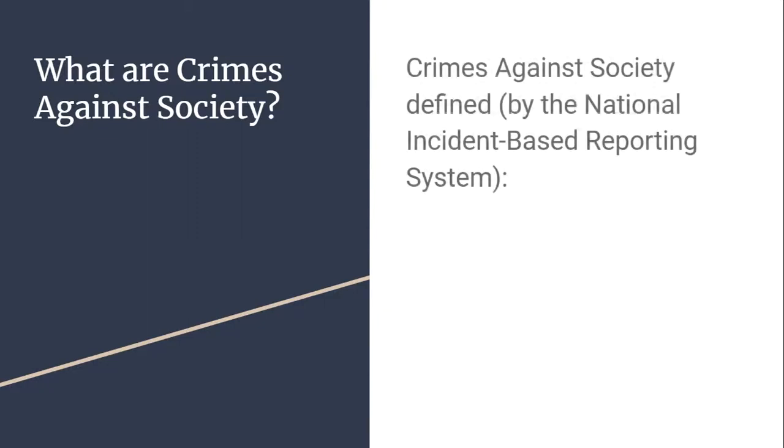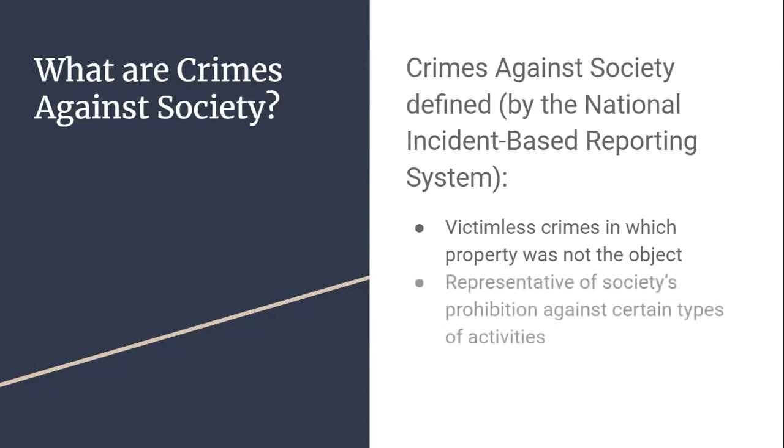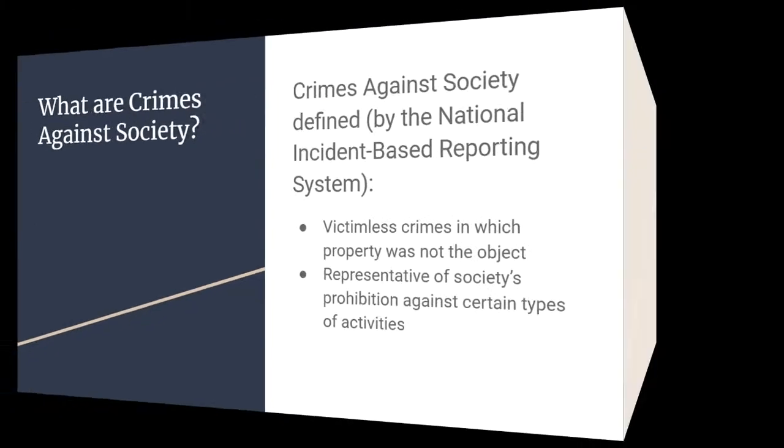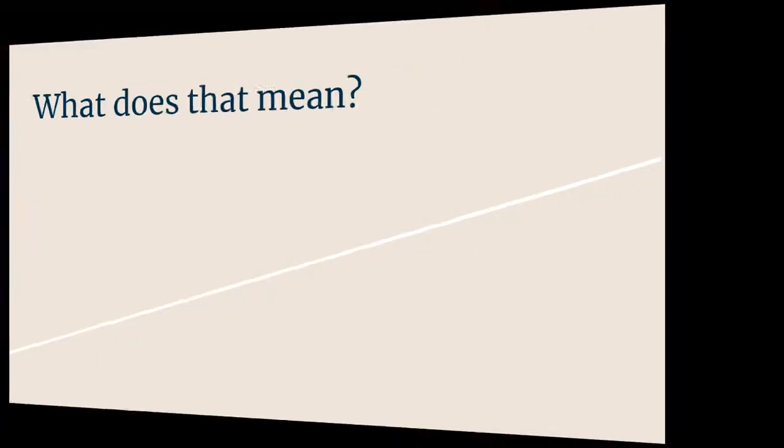Now, crimes against society are defined by the National Incident-Based Reporting System as victimless crimes in which property was not the object, as well as representative of society's prohibition against certain types of activities. Now, what does that mean? I just threw a bunch of words at you, so let's break it down and try and make it a little bit easier to understand.